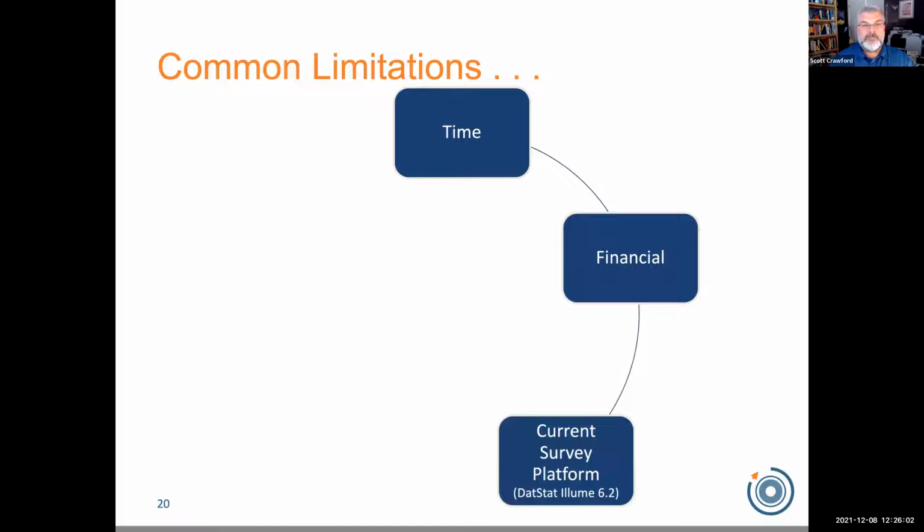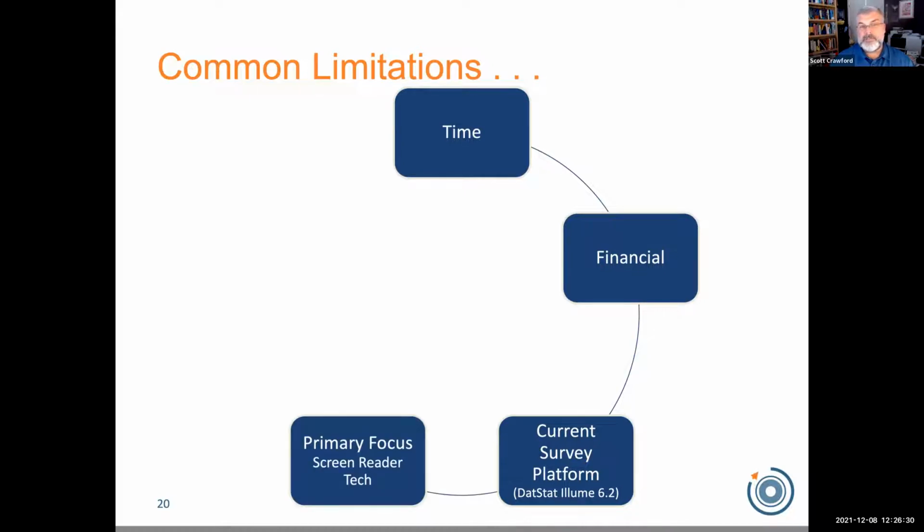The current survey platform. We had been asked to use a platform that was also familiar and used at the University of Michigan as well. This is one that we had been using, Allume version 6.2 is what we're currently using. But that platform dictates a lot of what we can or cannot do. It is very good at these accessibility issues. However, there are some limitations that we had to work with, and it's not perfect. So identifying those limitations became important. We decided that our primary focus was going to be on that screen reader technology. So that's where we really felt like we could make the biggest impact.